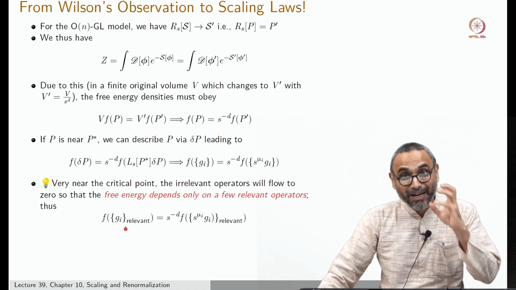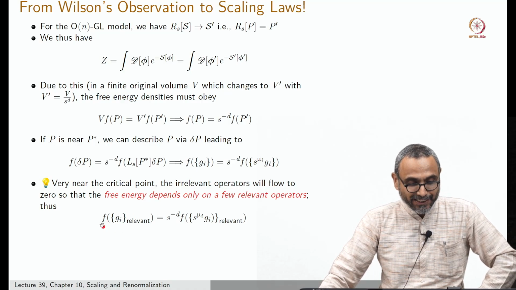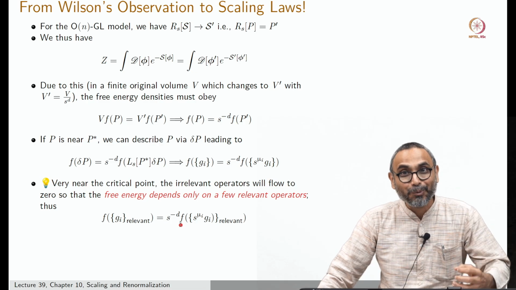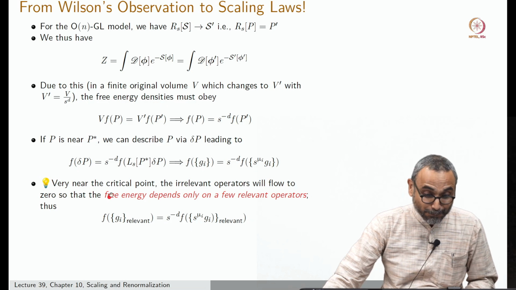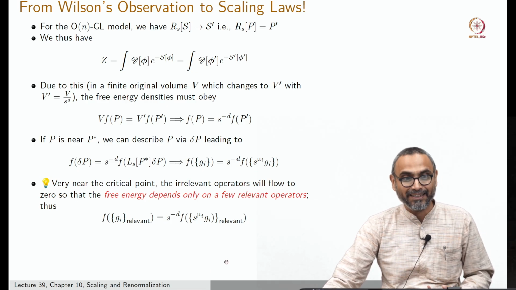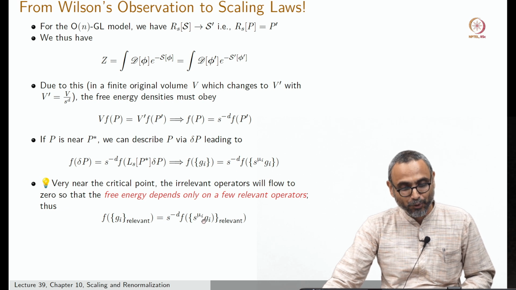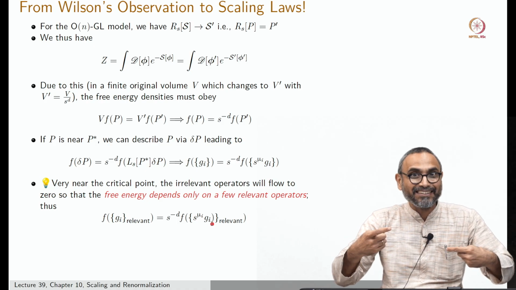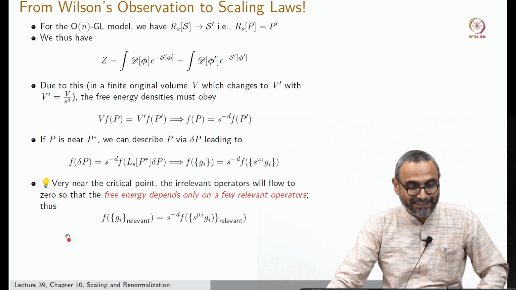And here is the remarkably beautiful result. This free energy, which is now a function of these few relevant parameters, is also a generalized homogeneous function of its parameters, and this is explicitly shown by this equation: f of g is s to the power minus d times f of s to the mu i times gi. So if you do a scale transformation, there is a way to rescale out by s to the power minus d to get the same free energy.